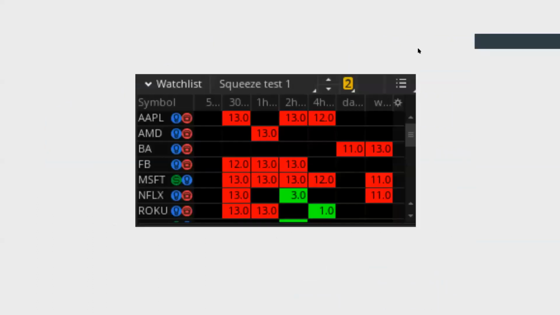This is a picture of the squeeze scanner. So here you can see that Apple is in the 30-minute and the 2 hour and 4 hour squeeze, right? So that would be great to know. You could literally just sit here and scan through this stuff.